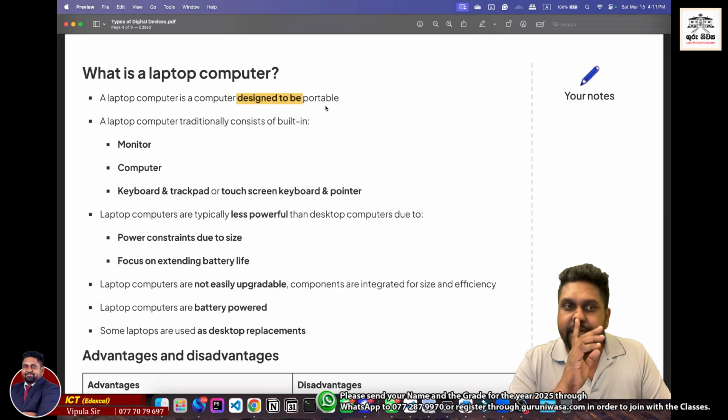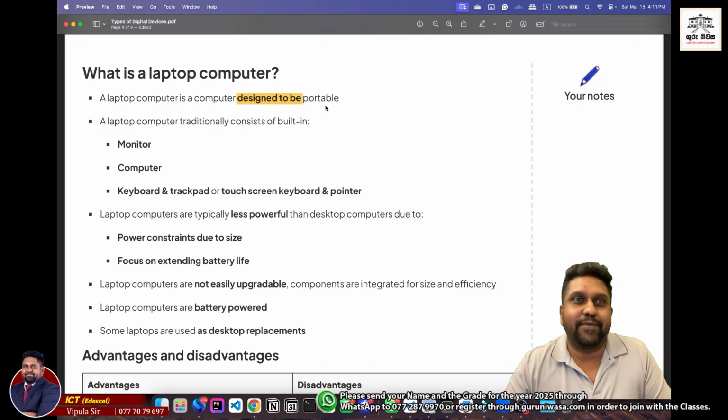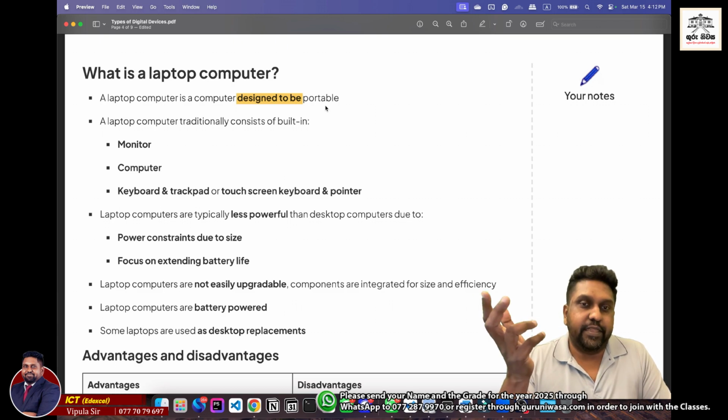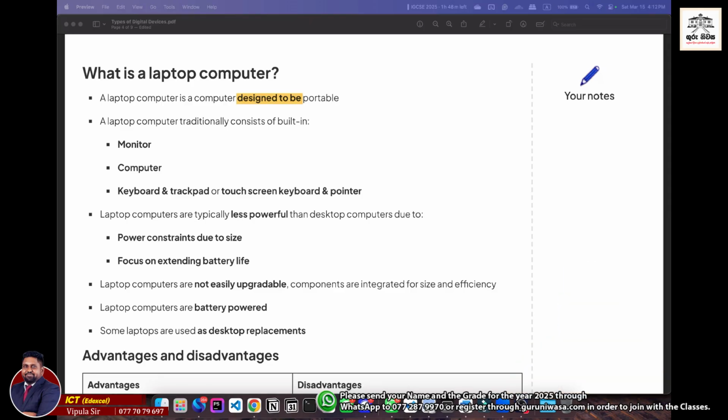traditionally consists of a built-in monitor. We can either call it a monitor, or we can say a display or a panel. Okay, and you have the computer obviously, then a keyboard and a trackpad, or sometimes you get the touch screen plus keyboard and pointer, right? So keyboard and a trackpad or touch screen would be more than enough, right?